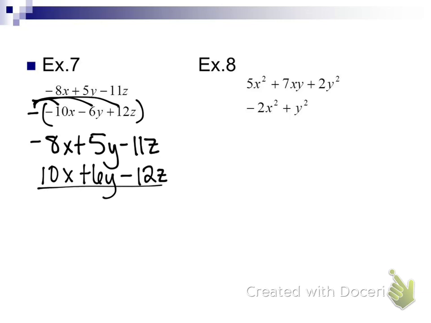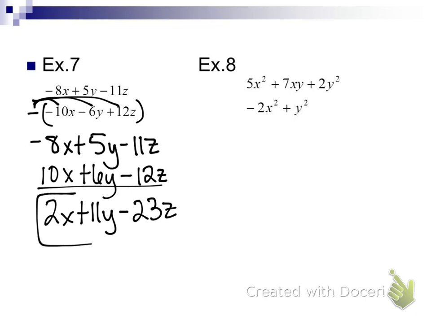All that's left to do is combine like terms. Ellie, what do we get? 2x plus 11y, not equals, minus 23z on the end. Perfect. Questions about 7?